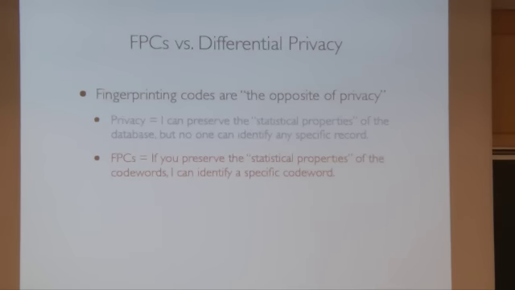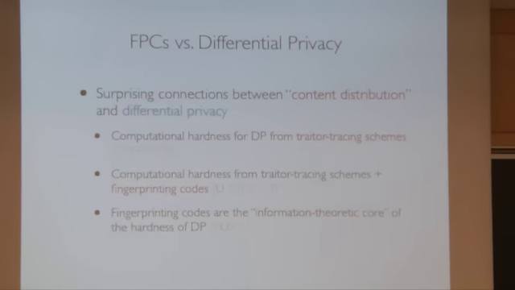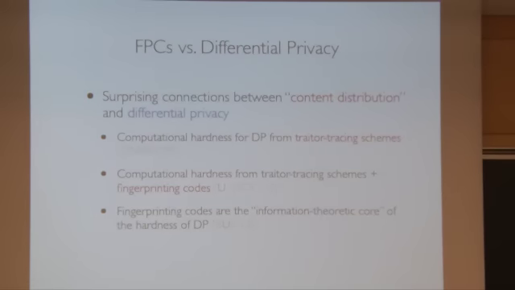And a fingerprinting code is a way of generating a data set such that if you preserve the statistical properties of the data set, then I can always identify a specific record. OK? So these things are really opposed. And this connection isn't completely new. Generally speaking, it's emerged in a series of recent works that there's a deep connection between differential privacy and these sort of content distribution systems.